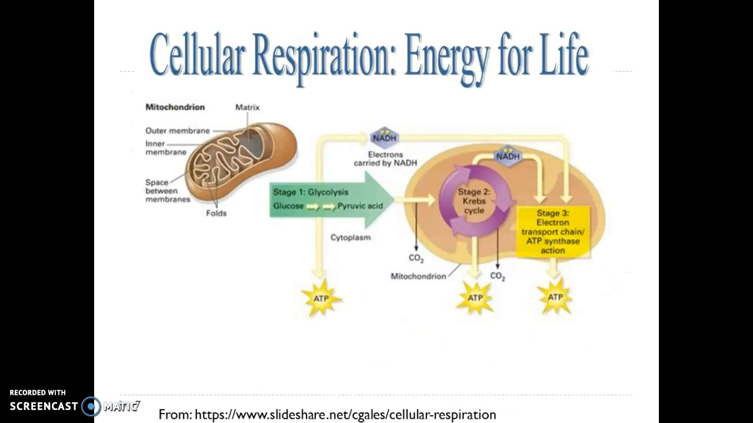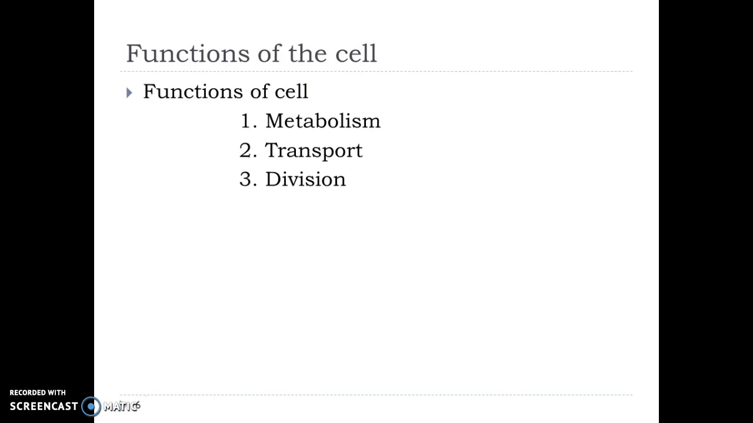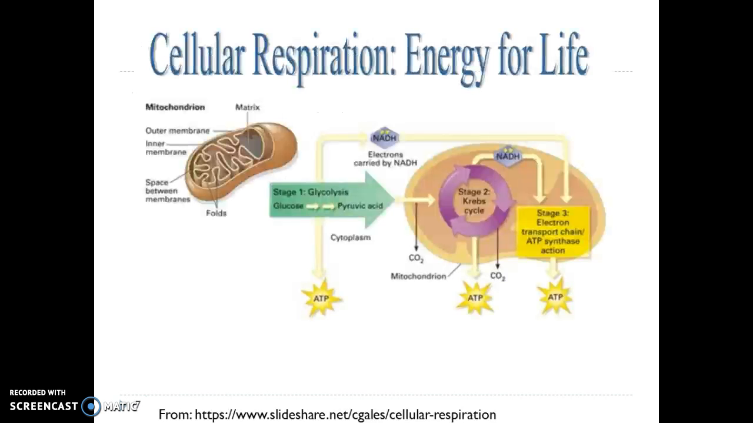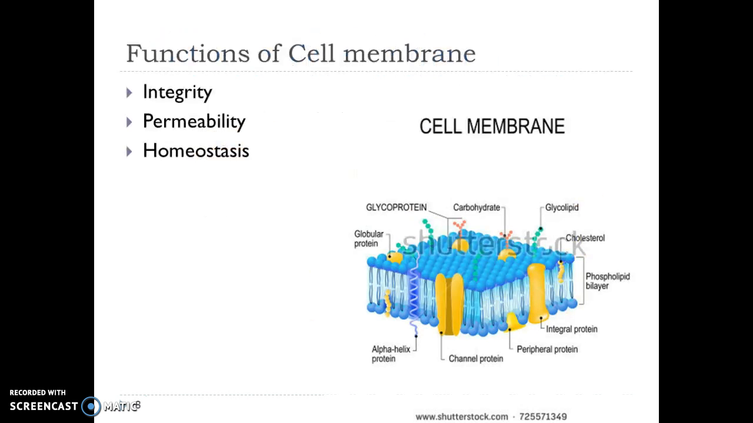The next one is transport, which I am going to discuss in detail. The division, cell division, is already discussed in the previous class. The next one is, apart from the cell, you have a cell wall and the cell membrane. But since I am only dealing with the animal cell today, I am not discussing the plant cell.